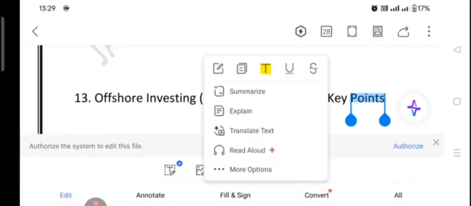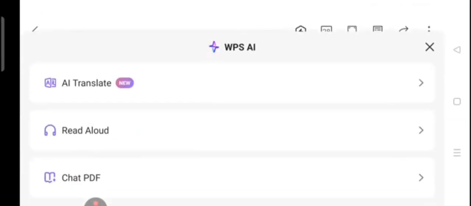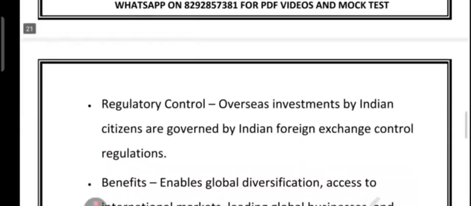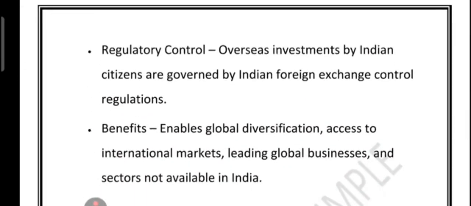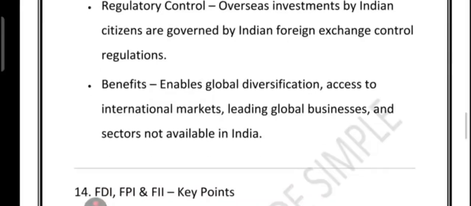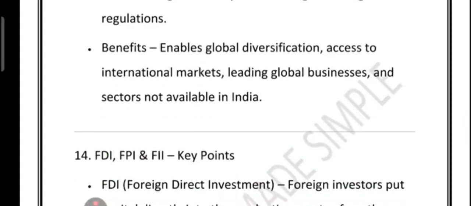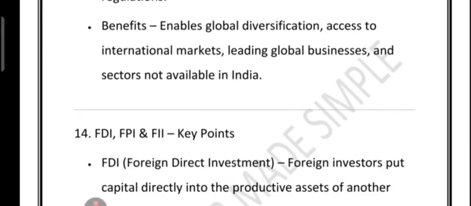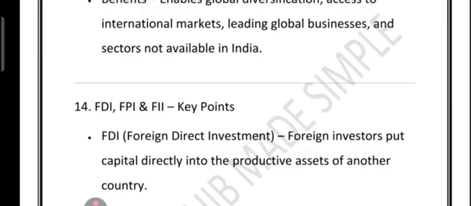Now let's talk about the offshore investment, offshore investing. So that basically what is the meaning of offshore investing? Let's discuss this point. So overseas investment by Indian citizens are governed by the Indian Foreign Exchange Control Regulation. So basically it enables global diversification, access to the international market, leading business. Let's talk something about FDI, FTP.